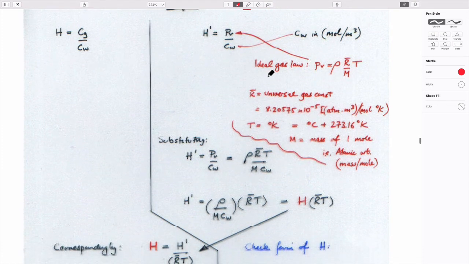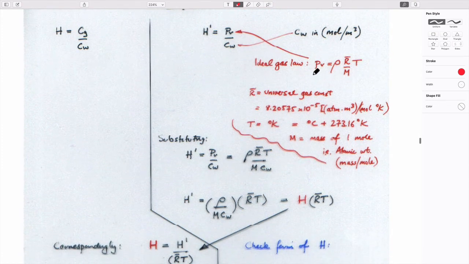So we can just manipulate it. We realize that vapor pressure is really a function of the ideal gas law. The ideal gas law defines the pressure in terms of a density, a universal gas constant, which is defined here, and the molar mass of the particular solute in this particular case, and the absolute temperature. And so we could substitute that in here.